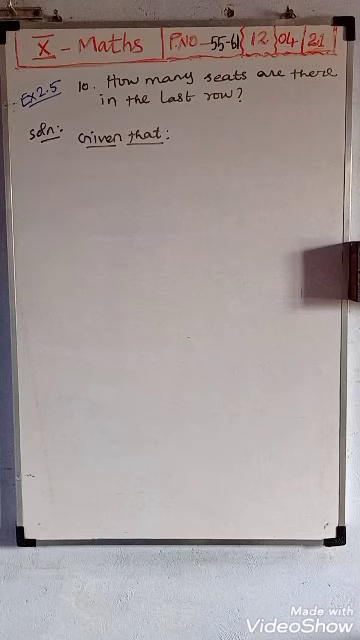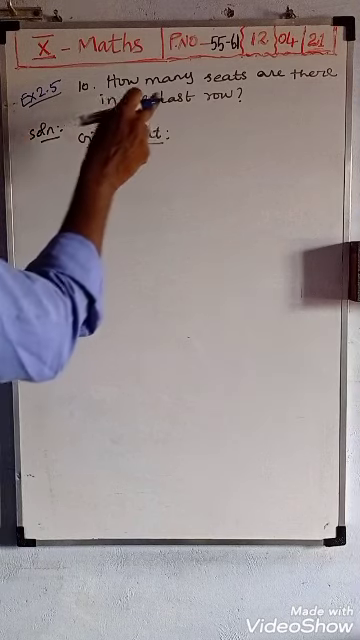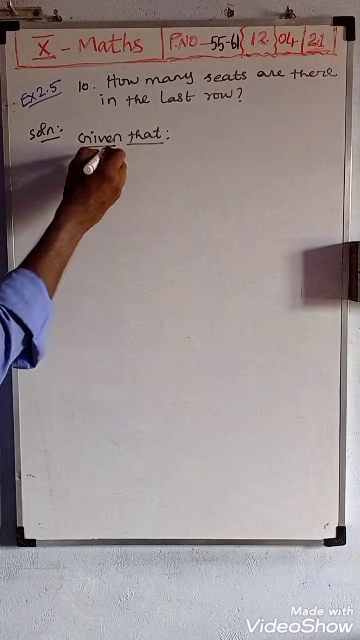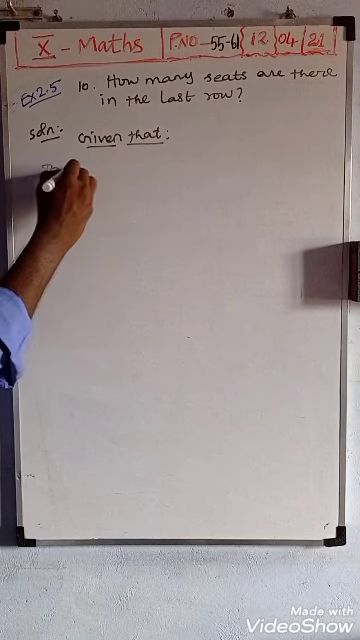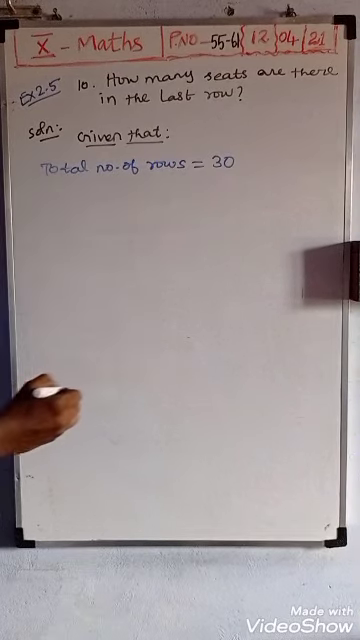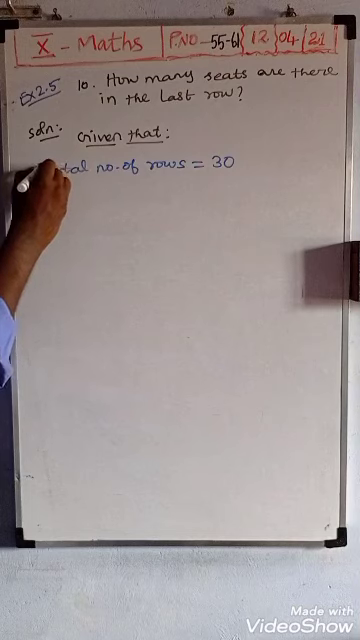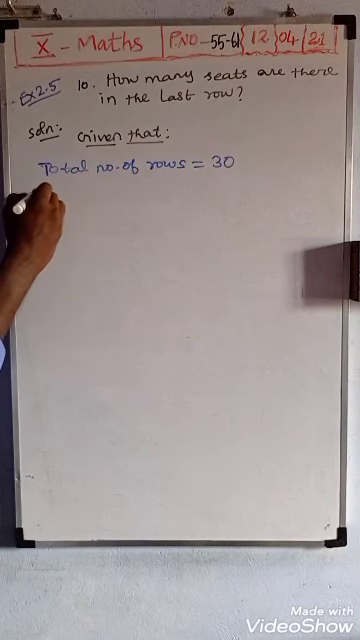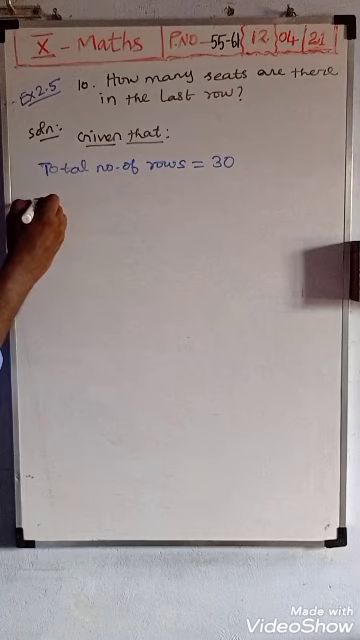Okay, first row 20 seats means second row 22 seats. Then third row 24 seats, like that it is going on. Okay, 2 additional seats are increasing in each row. Then we want to find how many seats are there in the last row. So for that, see solution. Given that total number of rows is equal to 30. Okay, so in first row there are how many seats? So that you take it as A.